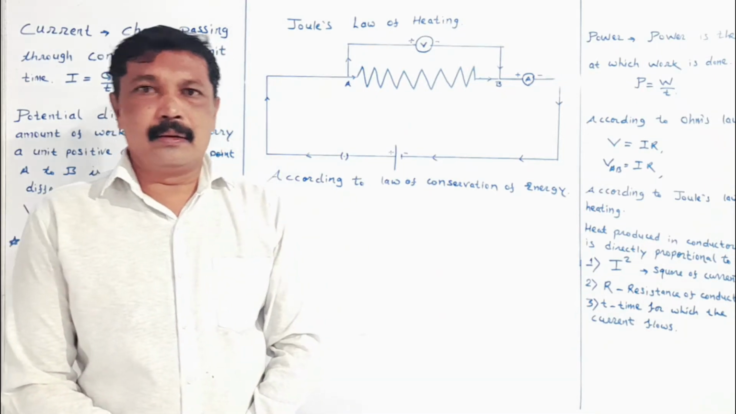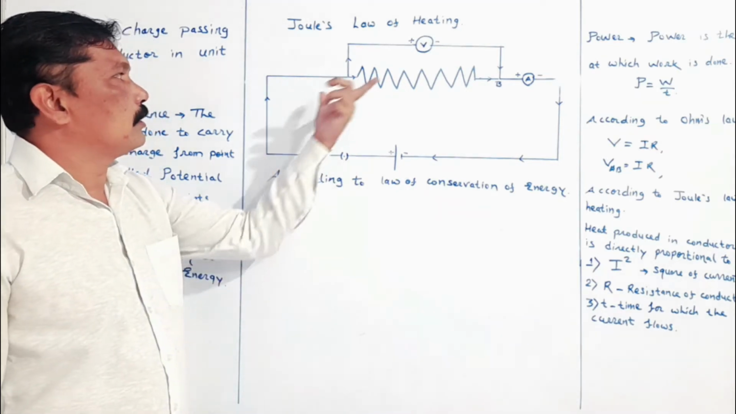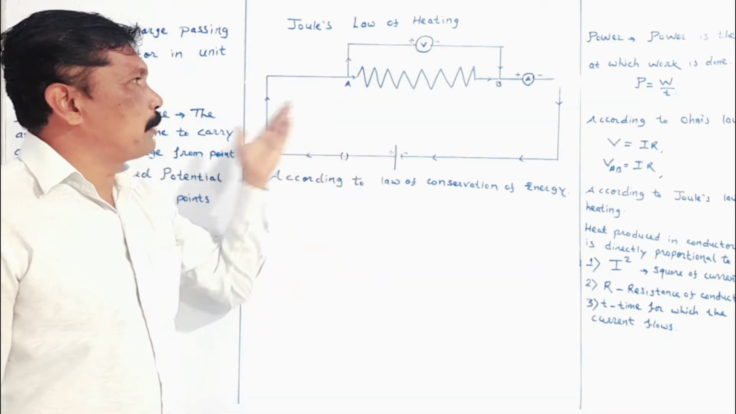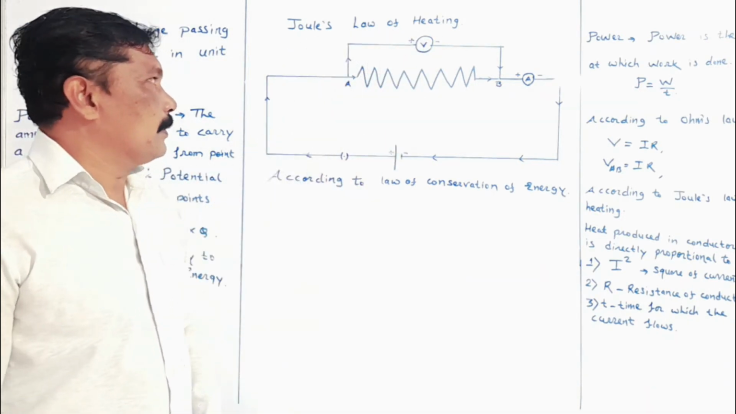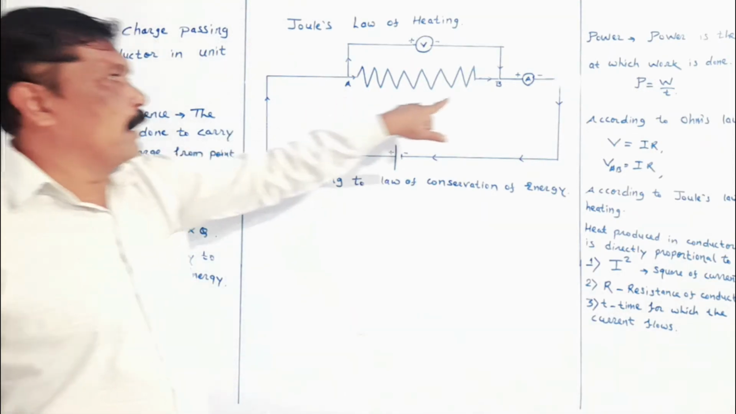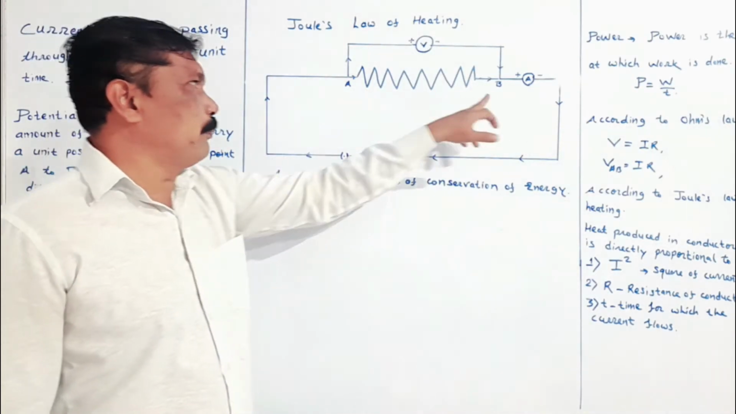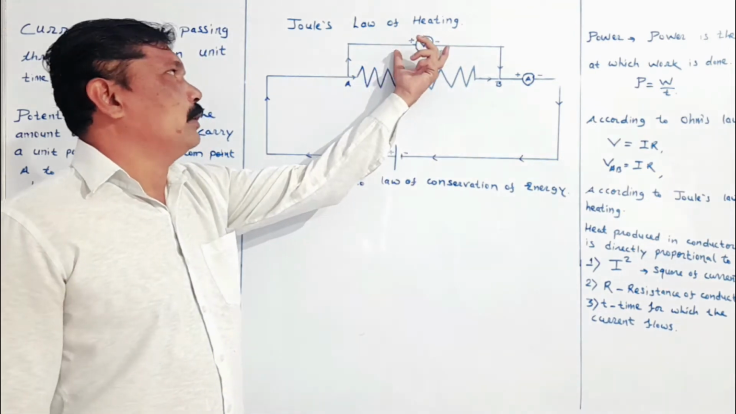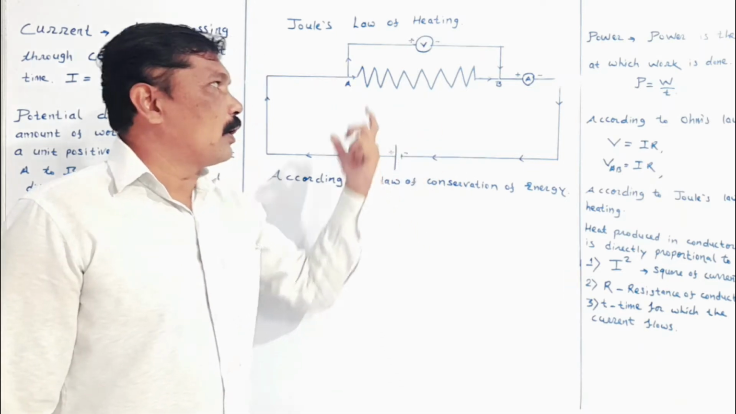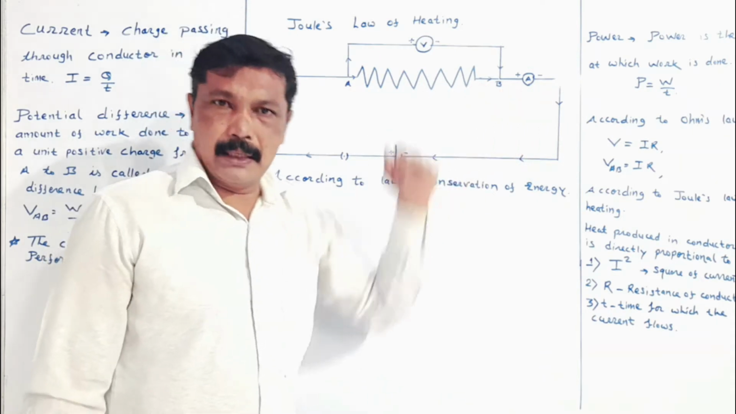We are going to study the heating effect when the current is passed through the circuit. Here we are going to consider point A and point B. The potential difference between point A and point B will be measured by the voltmeter, and the current passing through the circuit will be measured by the ammeter.